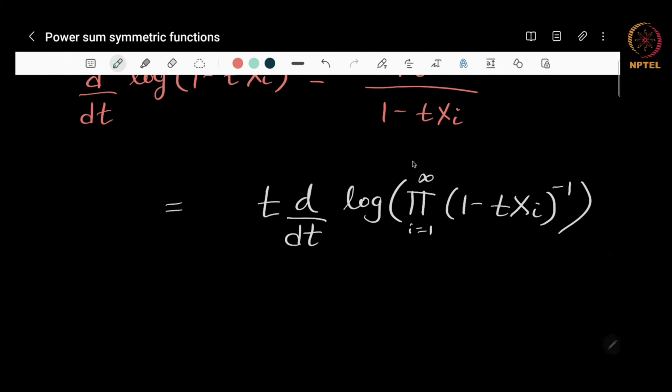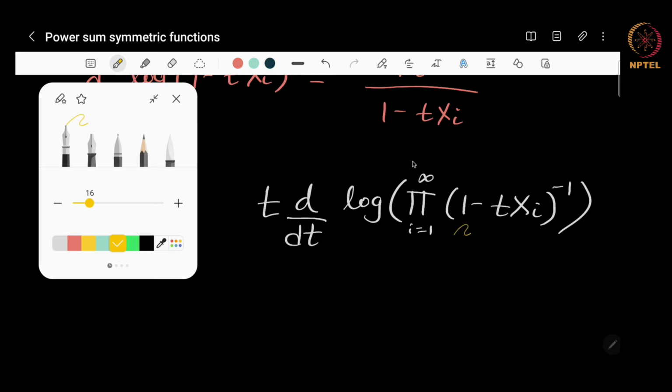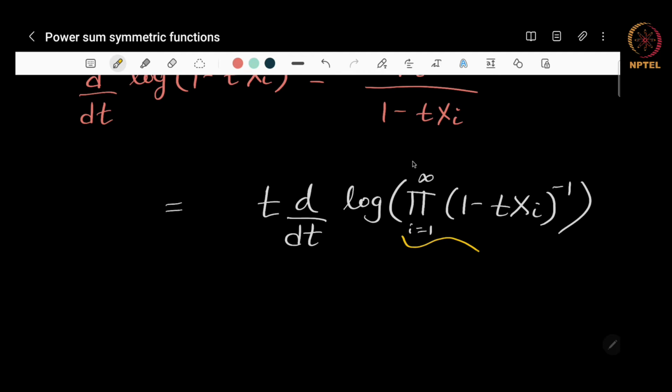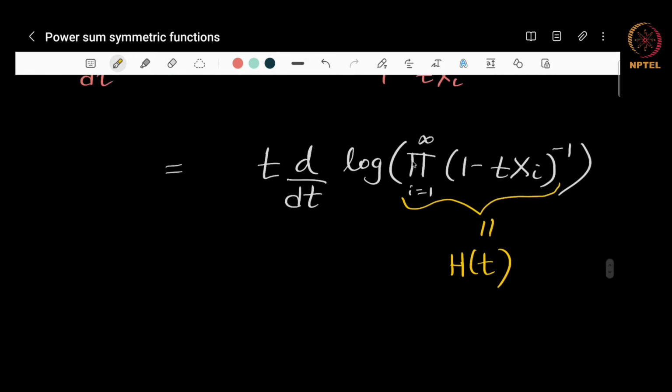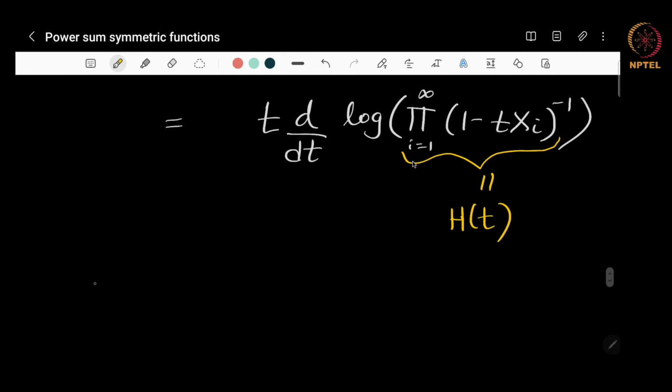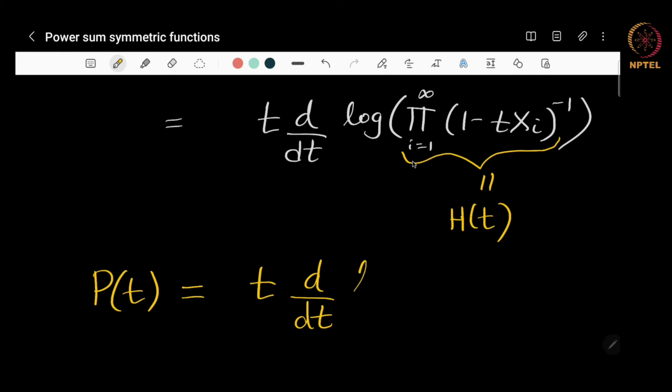And of course, the reason for wanting to rewrite it like this is because this is something we recognize. If you remember, this is exactly the power series of h. The product of 1 over 1 minus t xi, that was exactly the generating function H of t. So what have we proved? We have proved that there is a relationship between the generating functions of p and h. P is obtained by taking t d/dt of log of H(t).